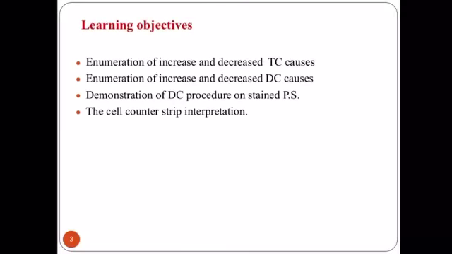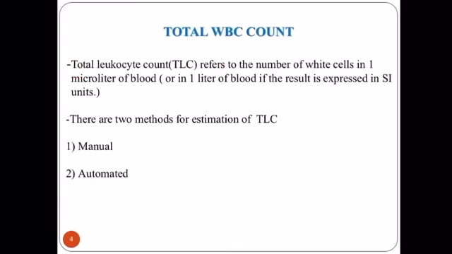The learning objectives of today's practical are enumeration of the increased and decreased count of the total WBC, enumeration of the increased and decreased differential leukocyte count, demonstration of the differential leukocyte count procedure on the stained smear, and the interpretation of the cell counter strip. So we will see one by one.